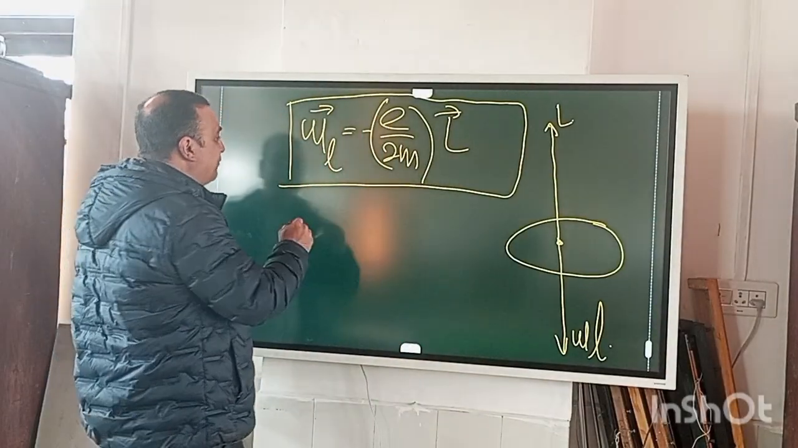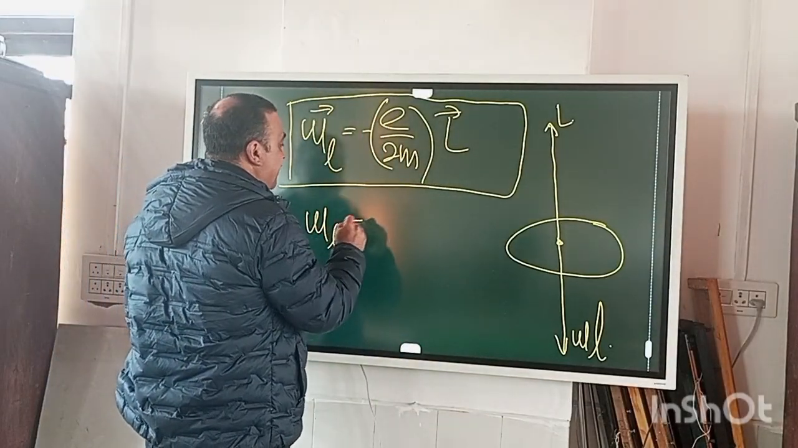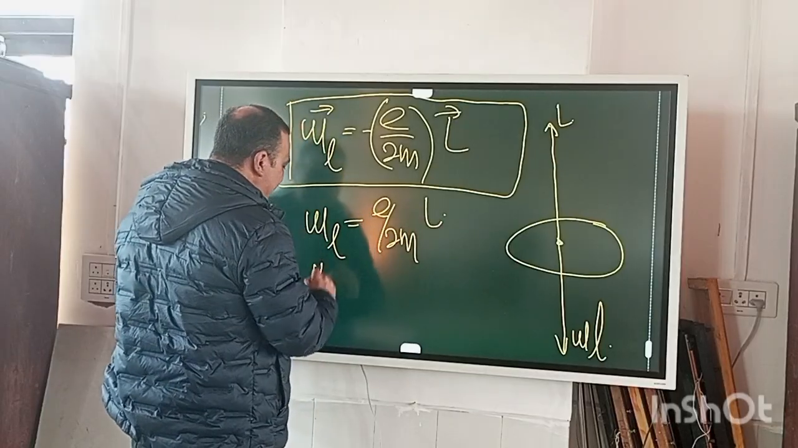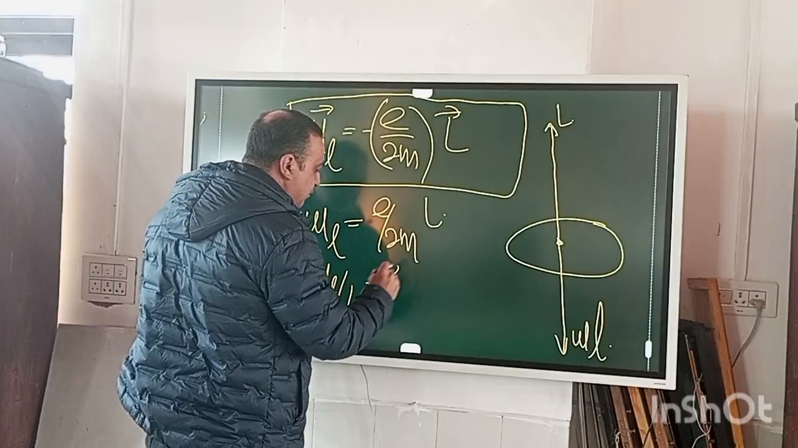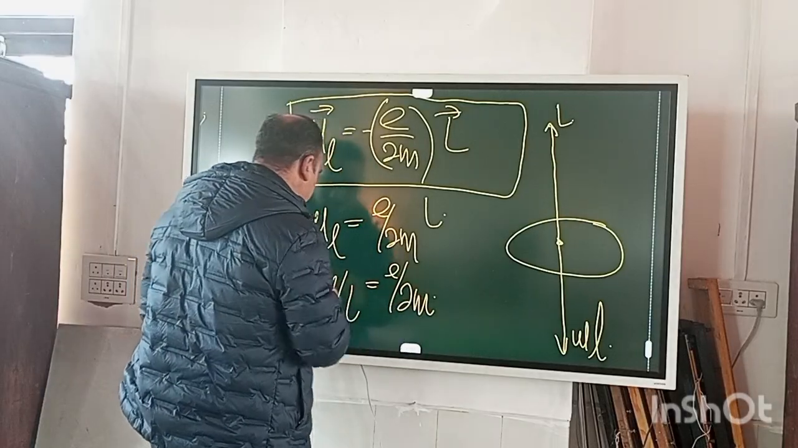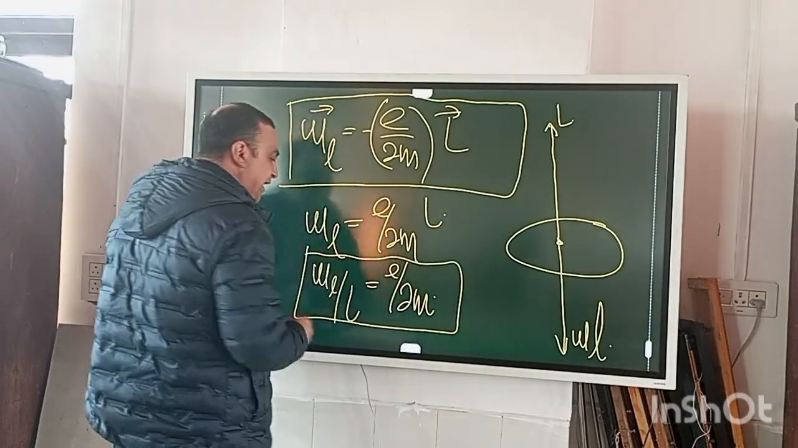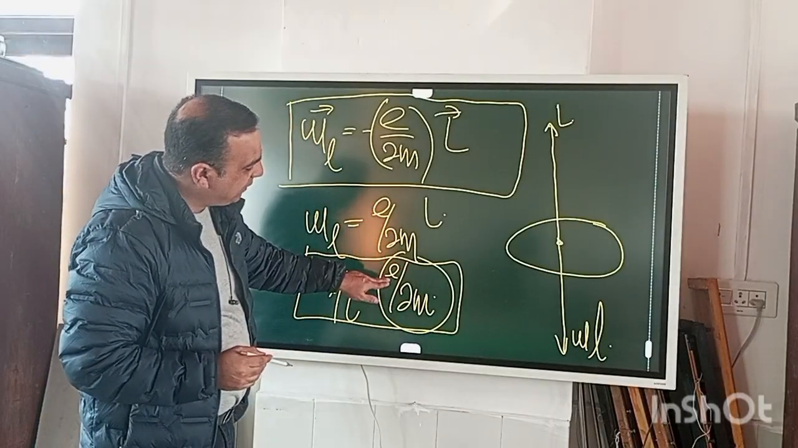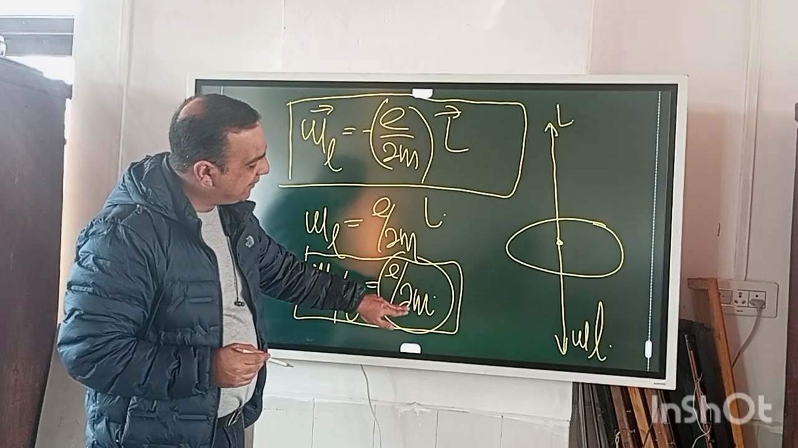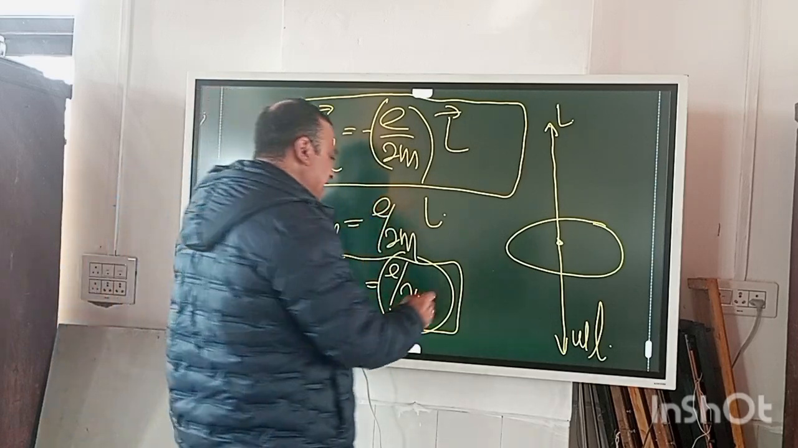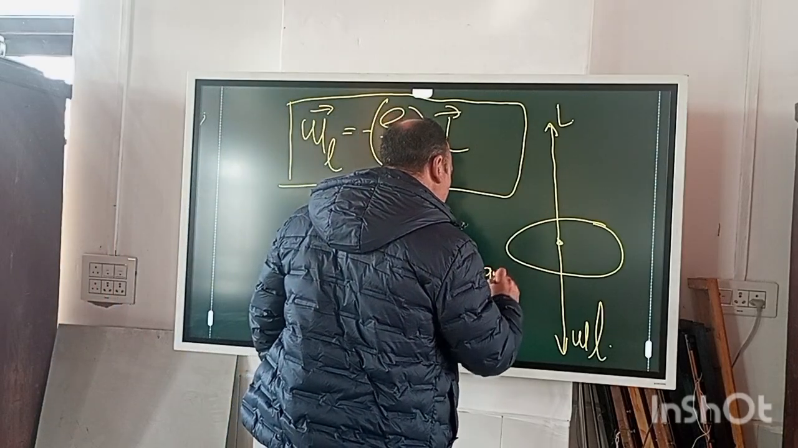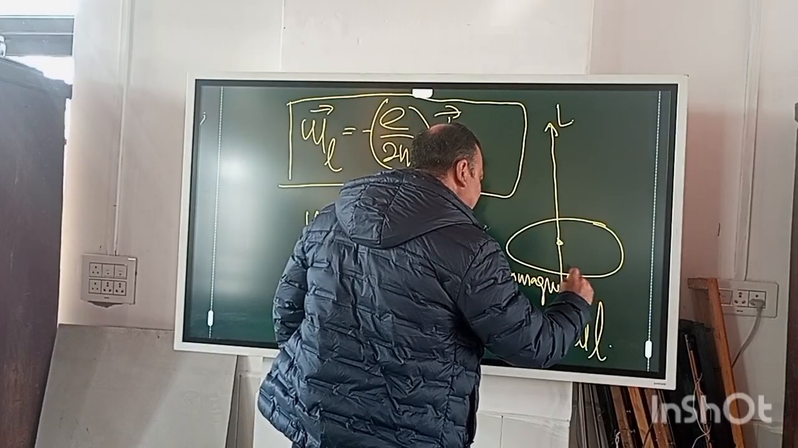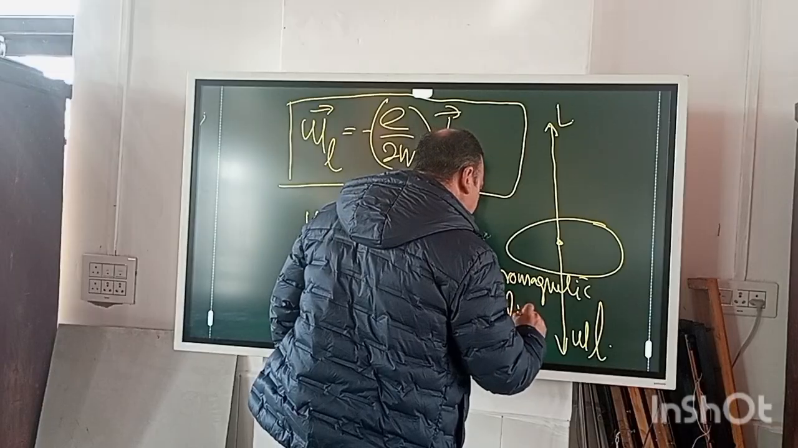Now, if I again write down this magnitude, mu L is E by 2m times L, and mu L by L is equal to E by 2m. Now this ratio, the ratio between the charge of an electron and the mass of this electron, is called the gyromagnetic ratio.